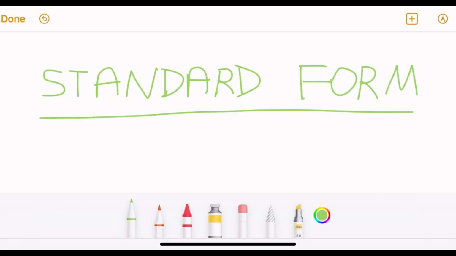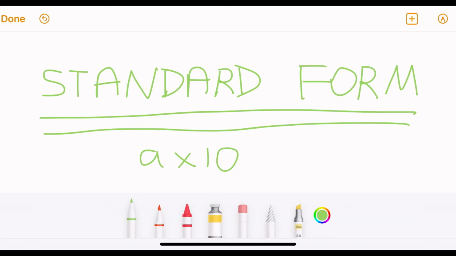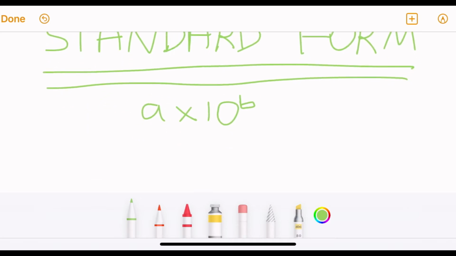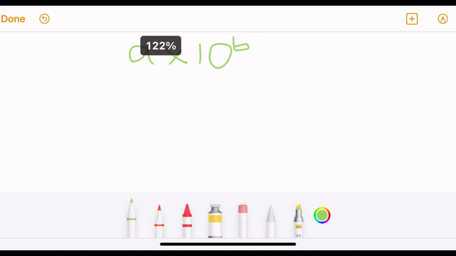And the next thing coming up is our standard form. The standard form will just look like a times 10 to the power of b, where a is a number between 1 and 10. So it's a one-digit number, and it cannot be equal to 10, because 10 is a two-digit number. And b is an integer, and it can be positive or negative. The sign doesn't matter. So let's just go to an example to help us understand this better. It's not as hard as it sounds.